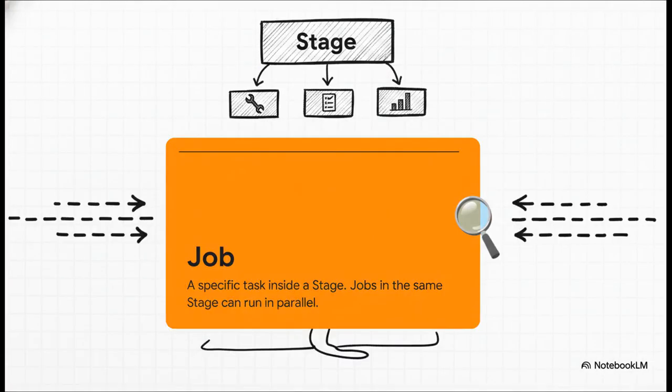And inside each of those stages, you have the actual tasks. These are called jobs. So for example, your test stage might have a bunch of jobs running all at once. One for unit tests, another for integration tests, maybe a third for checking code quality. And this is the key to speed. All the jobs inside the same stage can run in parallel.